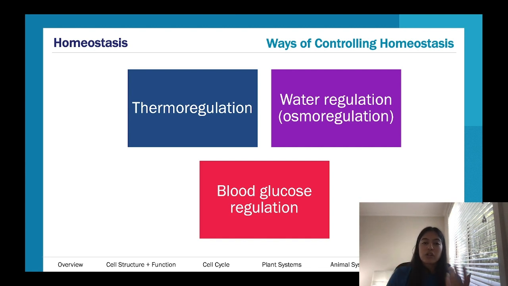Versus on the other hand, if your water level is kind of fine, then you won't have as much antidiuretic hormone. You'll be able to pee as the body wants you to. And you're not reabsorbing too much water because the body's got enough.